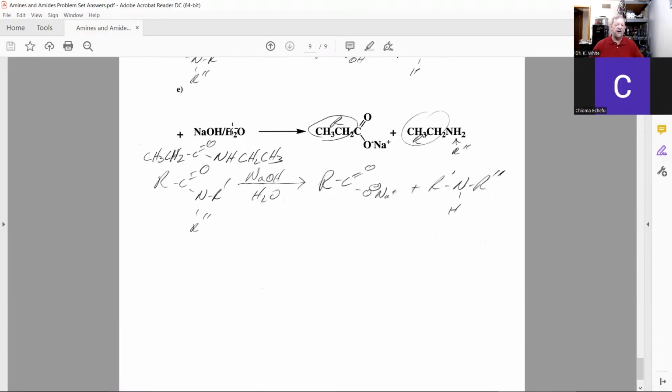And finally, in base, you react something with base. What do you get? Well, here, what's different? Carboxylate anion and an amine. What do you start with? An amide, when you react with base and water. And what's R? Ethyl. What's R prime? Ethyl. Remember, R prime and R double prime can be hydrogen. In this case, one is. So here's the amide. R is ethyl, carbonyl, nitrogen with a hydrogen and an ethyl group.